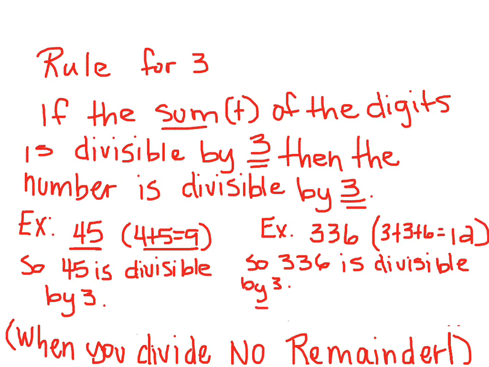Okay, the other one I did was 336. 3 plus 3 plus 6. So I added all of these digits together, and I got 12. 3 goes into 12 evenly. So since 3 goes into 12 evenly, 336 is divisible by 3 with no remainder.